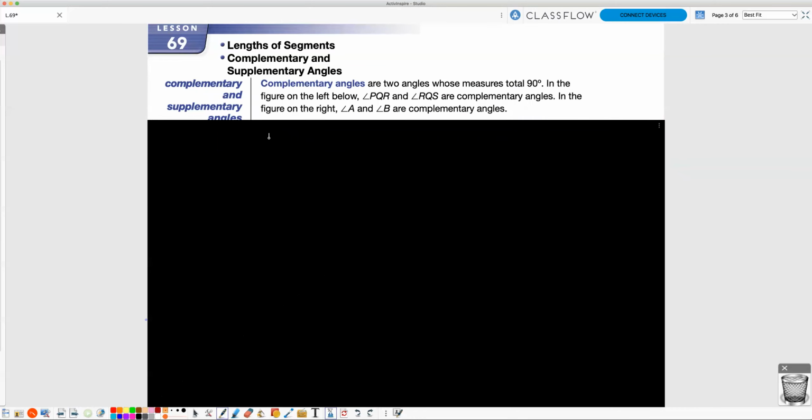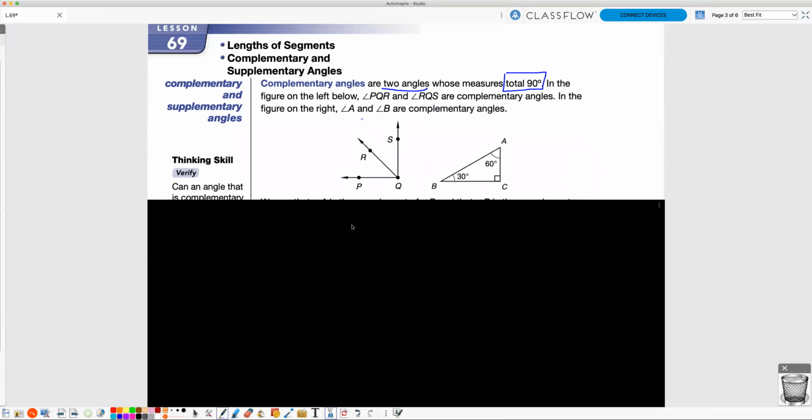We're also going to look at complementary and supplementary angles. Complementary angles are 2 angles whose measures total 90 degrees. In the figure on the left below, angle PQR and angle RQS are complementary angles. That's because this angle plus this angle makes a 90-degree total.